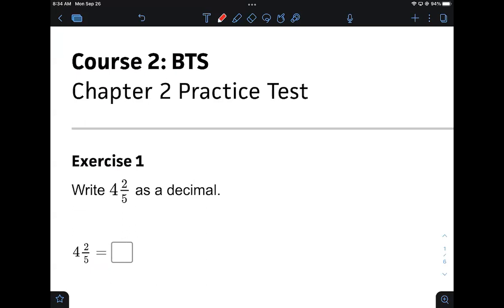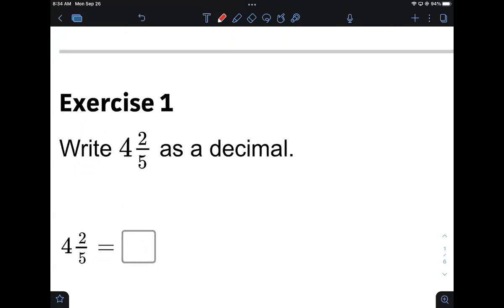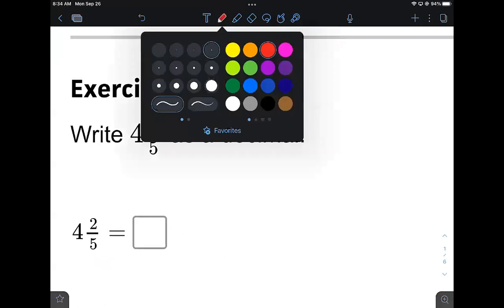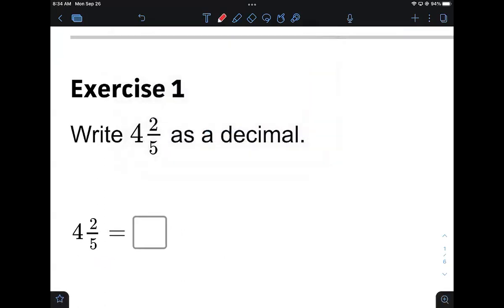So number one, first thing we did this chapter 2, is we converted fractions to decimals and decimals to fractions. And so we have a mixed number here for number 1, 4 2/5 that we need to write as a decimal. So first of all, if there's a number in front of your fraction, number 4 in this case, that number is just going to go in front of the decimal. So there's really nothing I have to do with the 4 other than just rewrite it in front. It'll be 4 point something, right? The fraction that's in question here is 2/5.